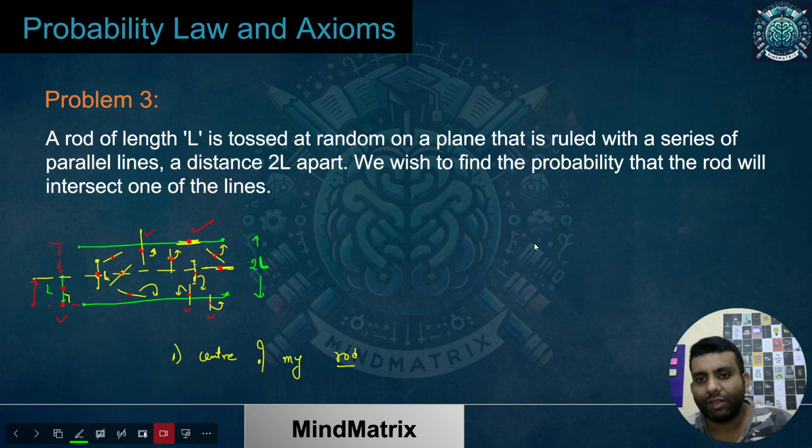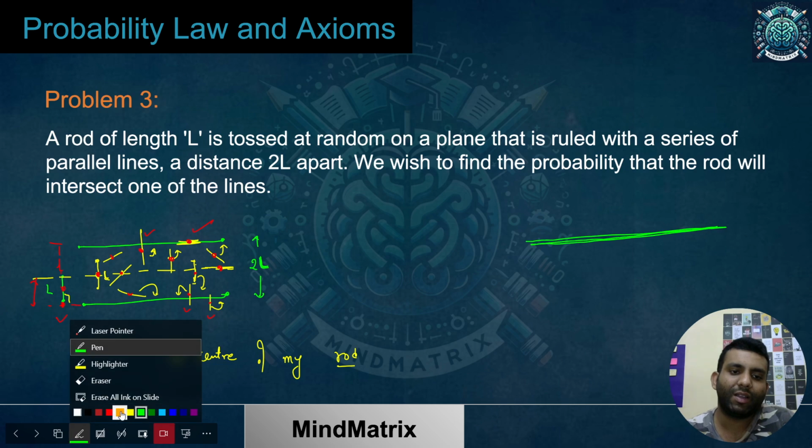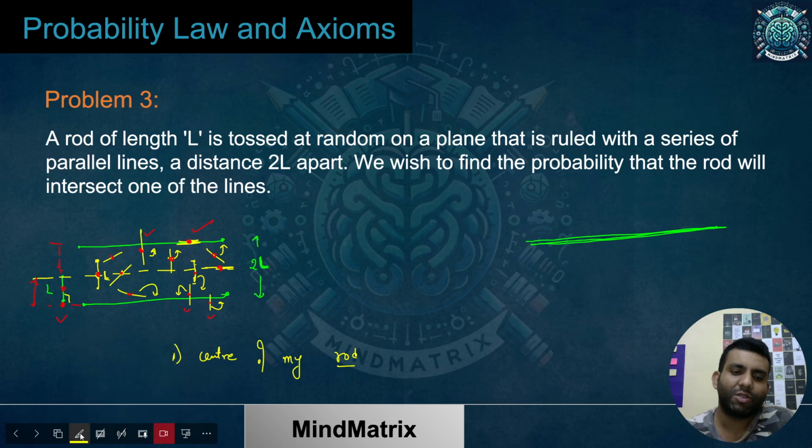So now I'm saying that this is my line, and my rod can be in any orientation. Let me show you how it may be. Because I'm considering my rod to be in any orientation, and I'm always considering the line which is closest to the center, let's suppose this is the center of my rod, and there can be n number of orientations present. Let me just show you.